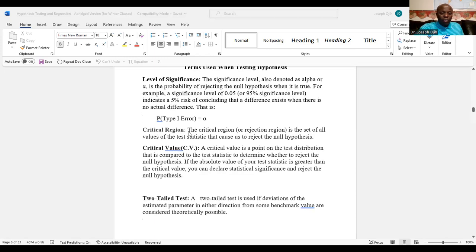Now, another thing is critical region. Critical region and critical value, they are related. Basically, they tell you the rejection region, in which case, if your answer falls in that region, you reject the null hypothesis. Otherwise, you don't reject it.